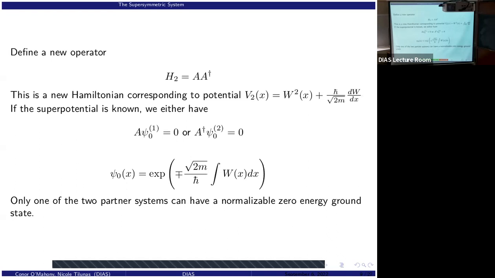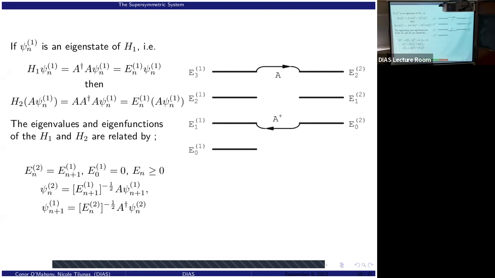This section shows how the first Hamiltonian is related to the second Hamiltonian. We can see the first one there is A dagger A. By applying the annihilation operator, we get A A dagger, which is the second Hamiltonian. As you can see there, we have E_n psi_n and E_n A psi_n, so that shows that they both have the same eigenvalues.